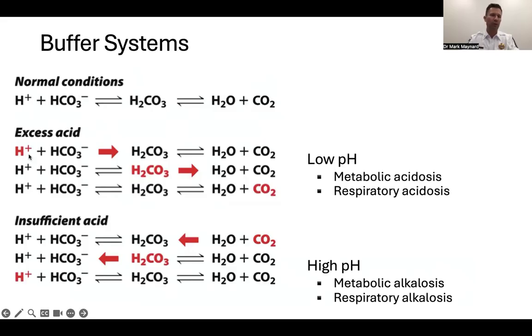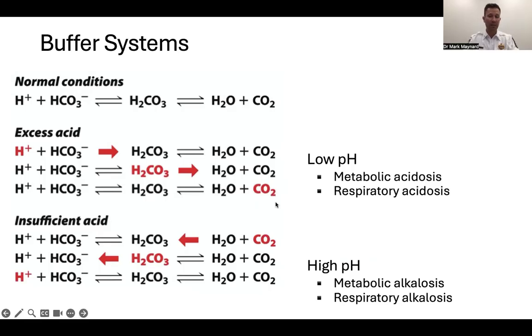So now we have this red H plus. And so what are we going to do with all this extra acid? We need to get rid of it. We need to convert it into something else. So it goes through and combines with bicarb to make carbonic acid, which then dissociates into water and CO2.